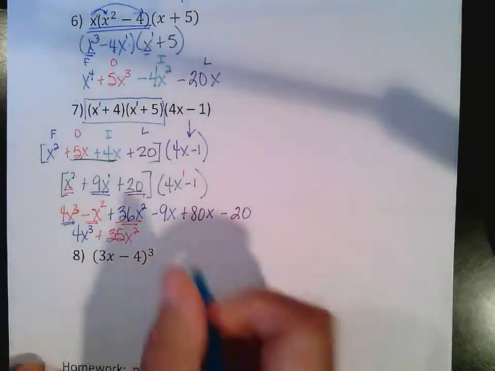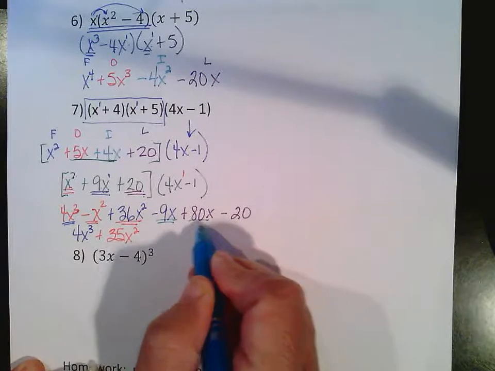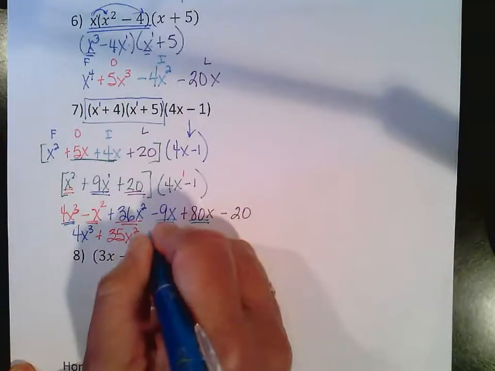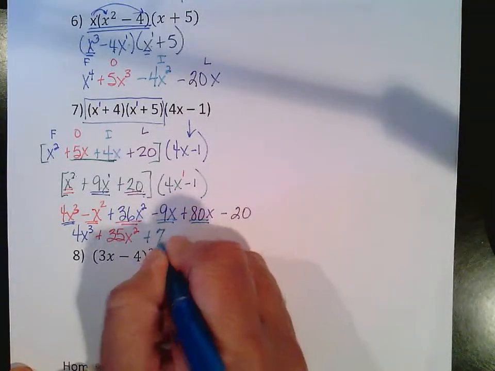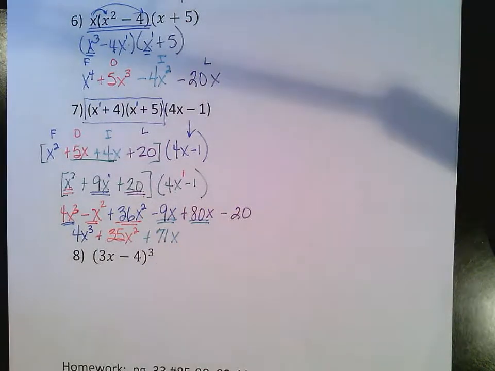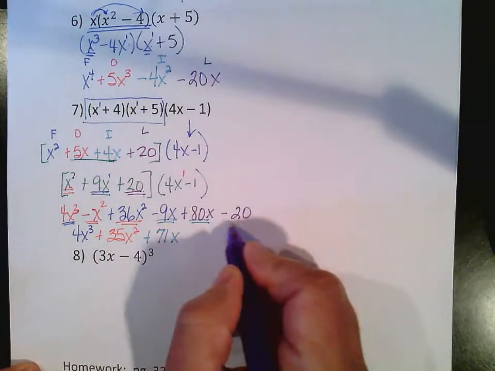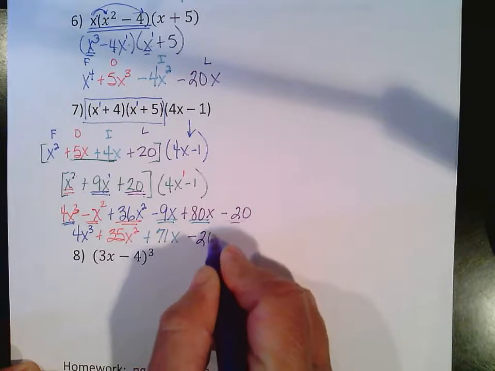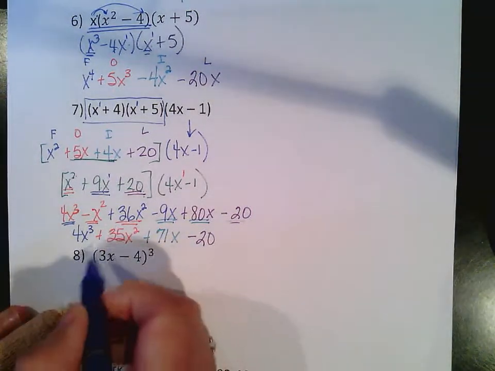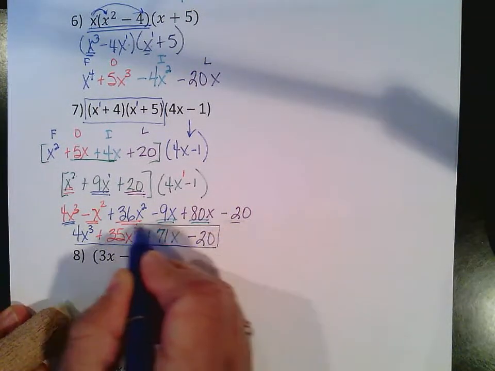Then I'm going to combine my x's. I have a negative 9 and a positive 80. That's going to be a negative 9 and positive 80 is a positive 71x. And then finally, my constant, I only have one constant, which is minus 20. And that is actually going to be your answer.